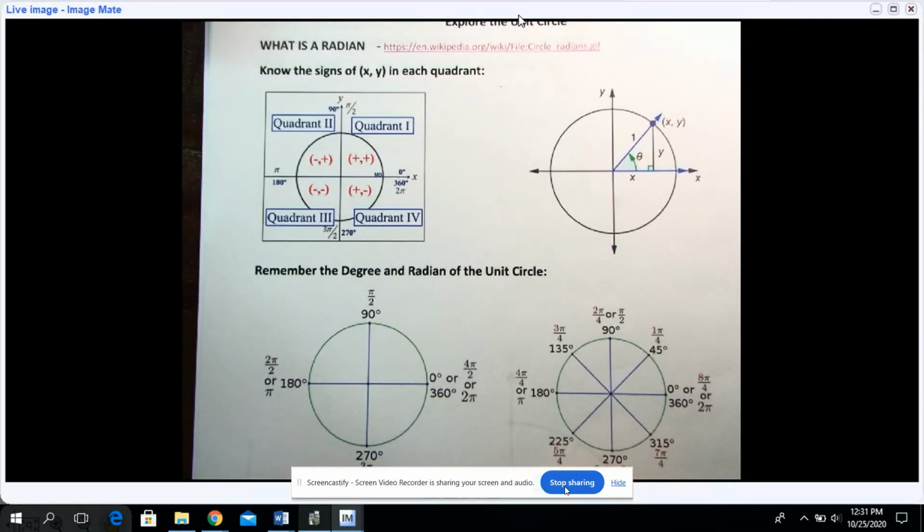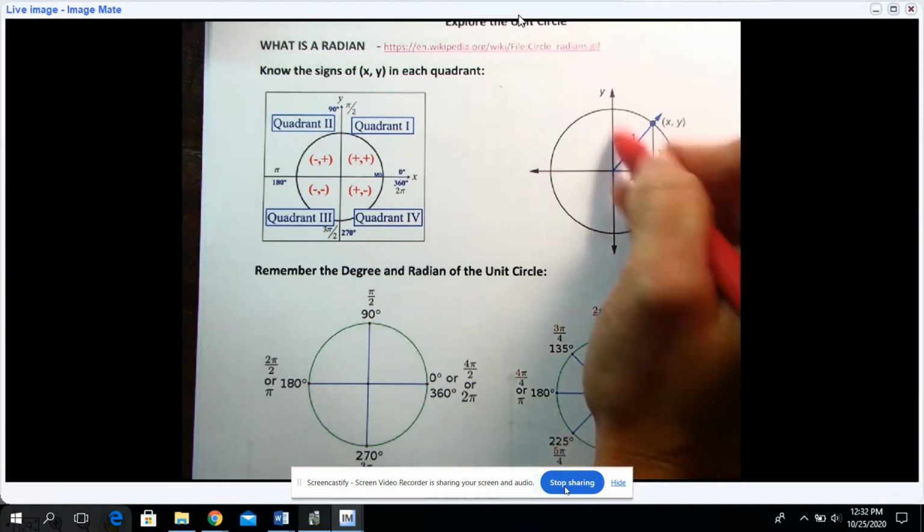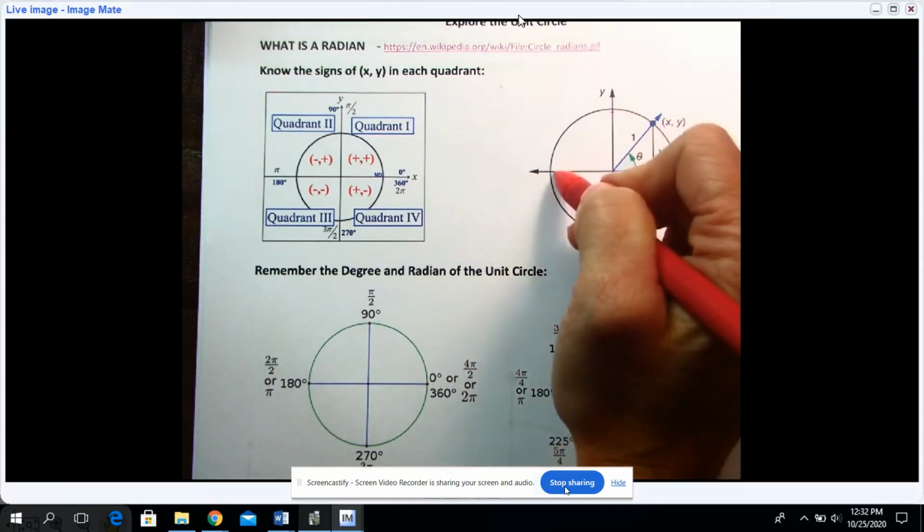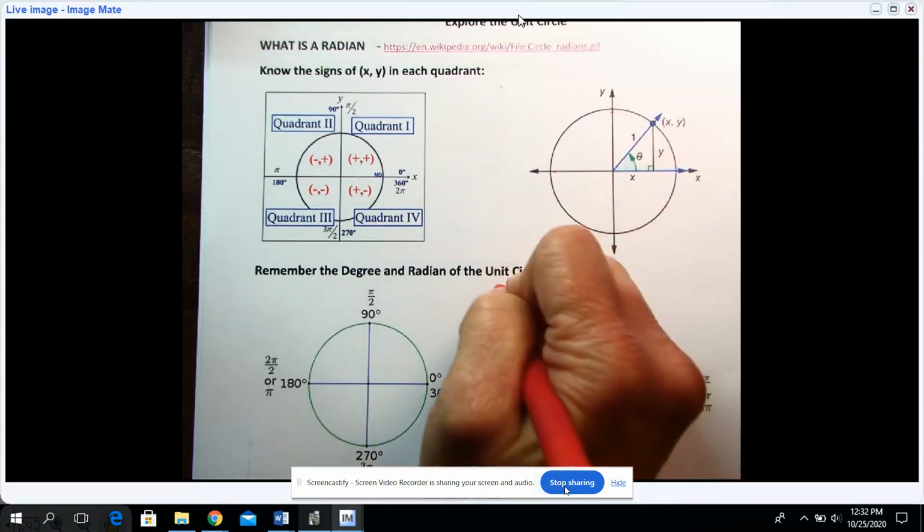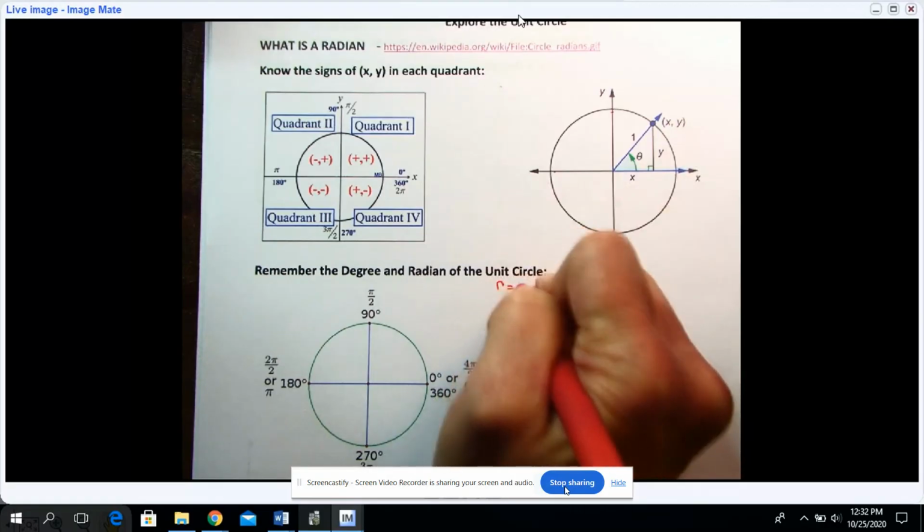Okay, now we're going to look at the unit circle. There's a couple of things on the unit circle that you need to understand. One thing to remember on the unit circle is the radius is always 1. So on the unit circle, the radius equals 1.